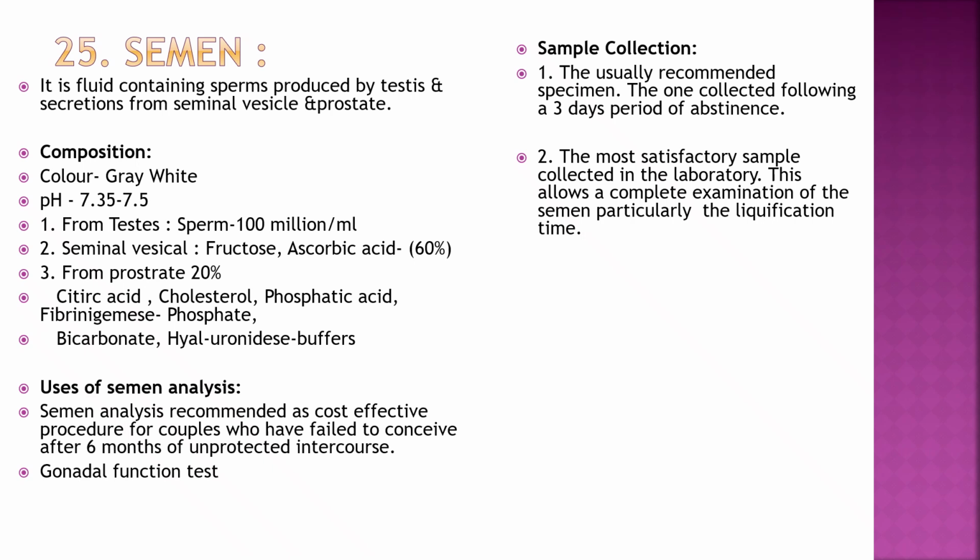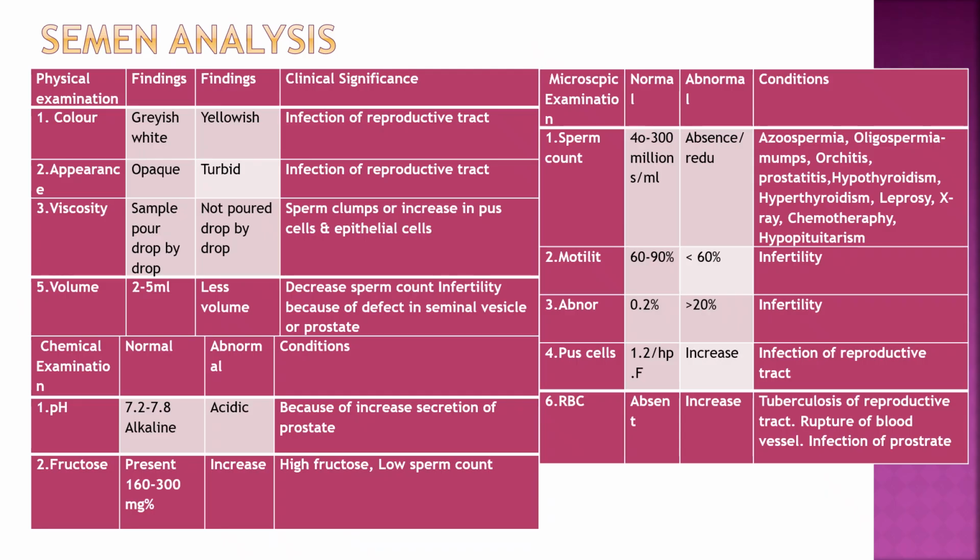And uses of semen analysis: in infertility of a patient, a couple married more than 6 months and not having any issue. So that time the first investigation we do is semen analysis, and it can be used sometimes for the gonadal function test. Semen analysis has physical, chemical, and microscopic examination. So in physical, color, appearance, viscosity, then volume and liquefaction time is there. In chemical examination, pH and fructose test is done. And in microscopic examination, sperm count, motility of the sperms, abnormal sperms, and then pus cells and RBCs.